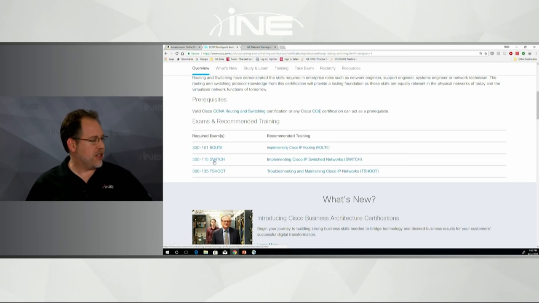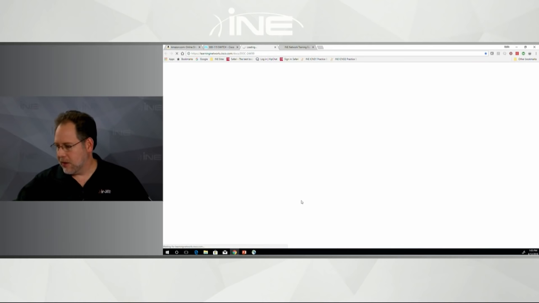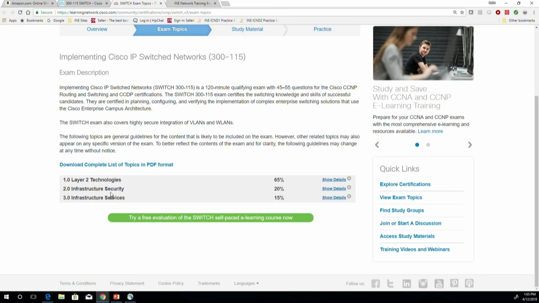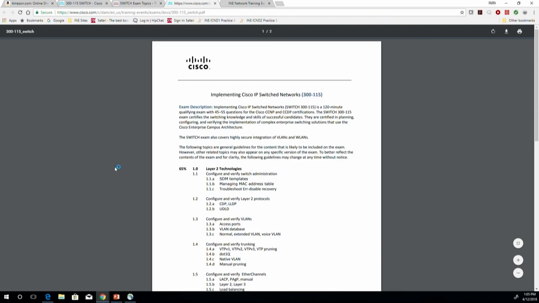And I'm going to open up the blueprint. Let me make this a little bit larger here so you can see it. All right, so you can see with the switch blueprint, there's basically just three high-level topics. Now, if I download this in PDF format, this is what I really want to show you. Notice, switch blueprint, two pages of PDF. So keep that in mind.